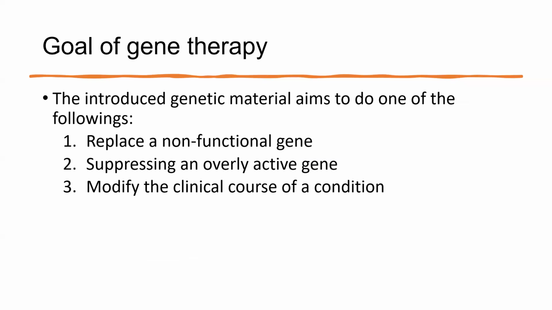Now, what are we trying to do here? The goal of gene therapy can be separated into three categories. Number one, replace a non-functional gene. If something is not working, you give the functional copy with no mutation. That should fix the problem. You can try to cover up an overly active gene, or you can change how the disease progresses by introducing certain kinds of genes. Let's take a closer look at each one of these.